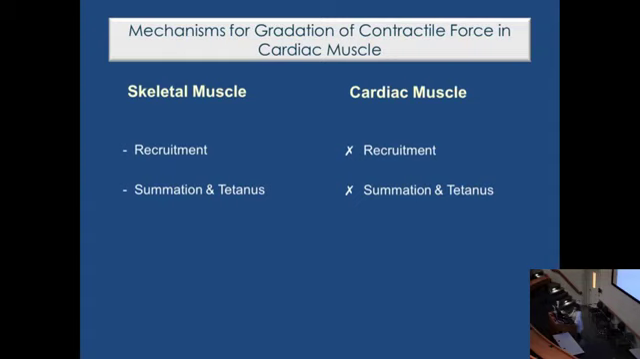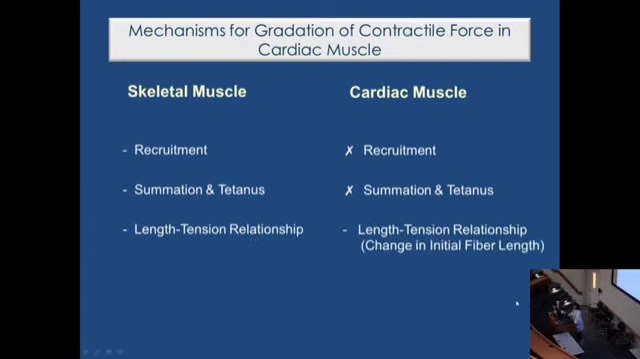So we have seen that cardiac muscle cannot use recruitment, cannot use summation and tetanus as mechanisms for grading the contractile force. There is another mechanism that affects the amount of tension a muscle can develop. Remember when we reviewed our length-tension relationship? So now let's see how the length-tension relationship is for the cardiac muscle. I'm talking about the change in the initial fiber length.